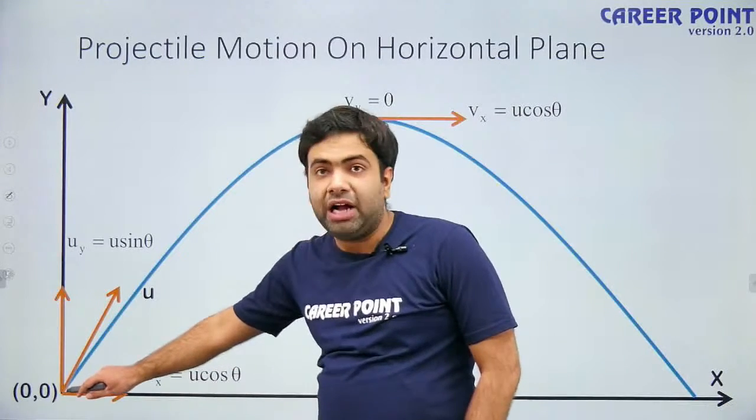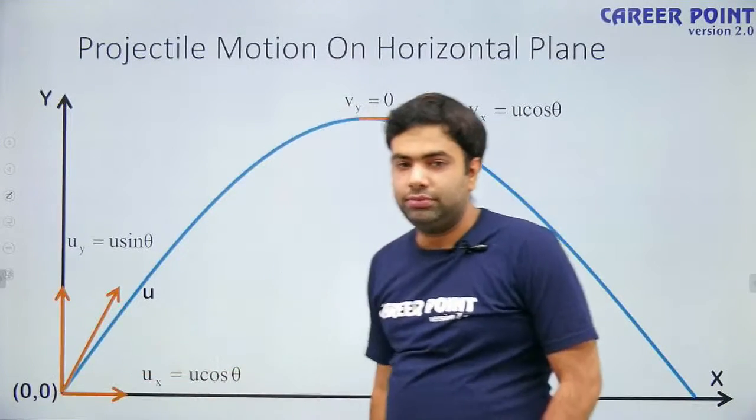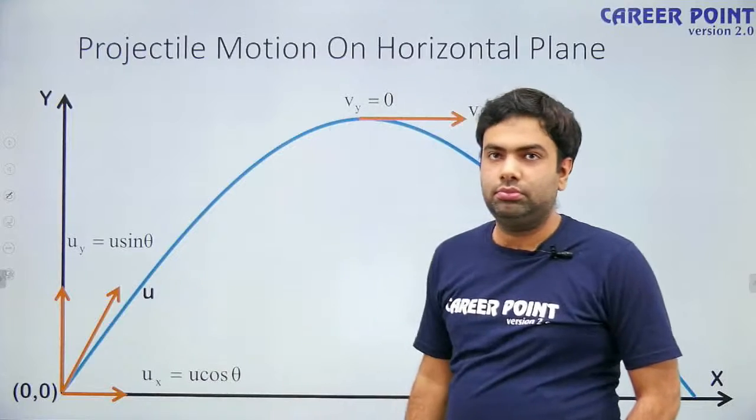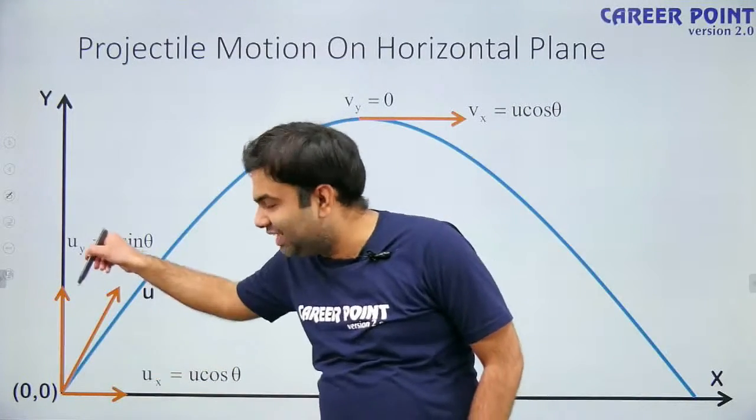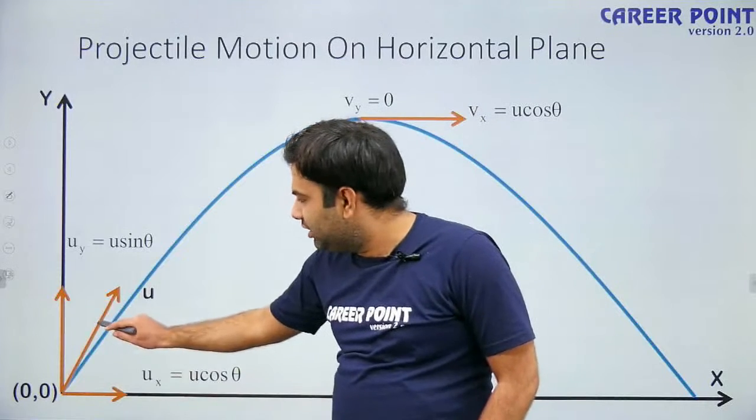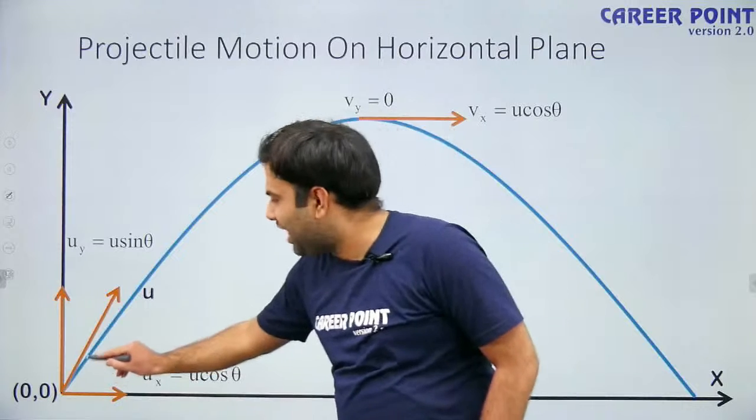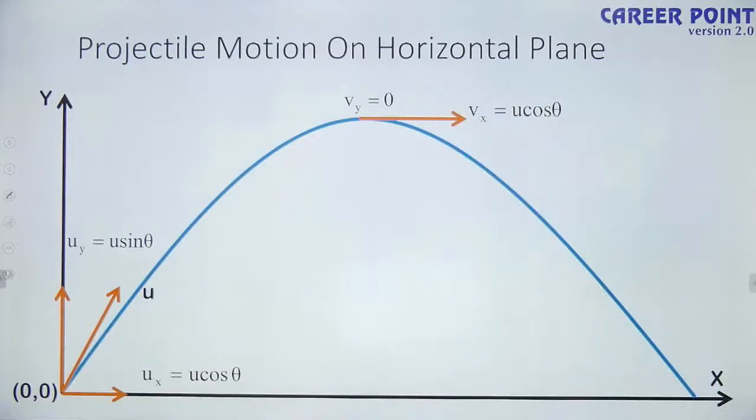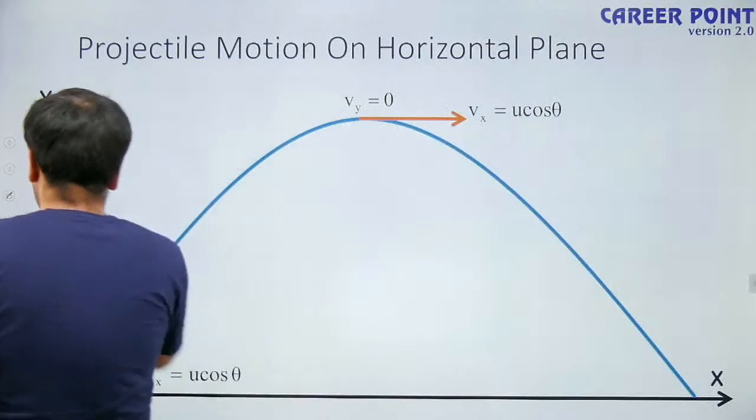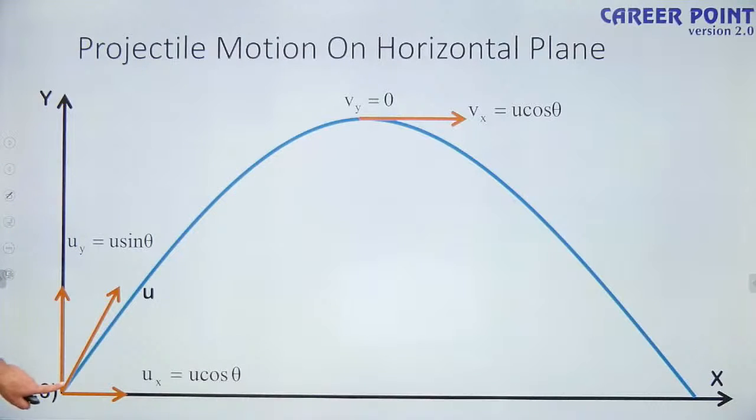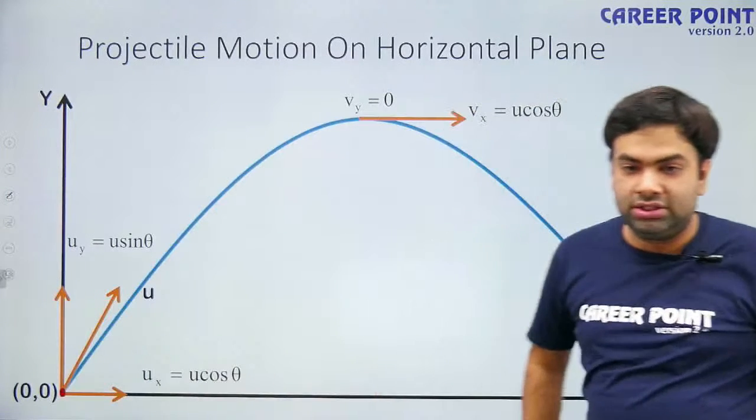If we throw a particle from this point with a speed u, as I told you, acceleration due to gravity is downwards. So the angle between this u and acceleration due to gravity is not 180 and not 0 degrees. So it will have a parabolic path which is known as projectile motion. Now, in the case of projectile motion, if you throw any object from any point, we will consider that point as the origin.